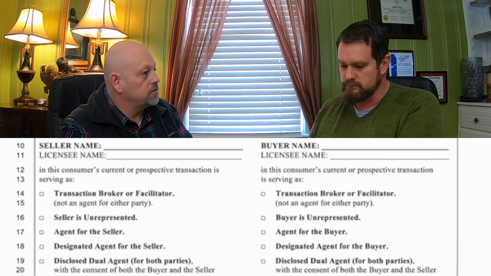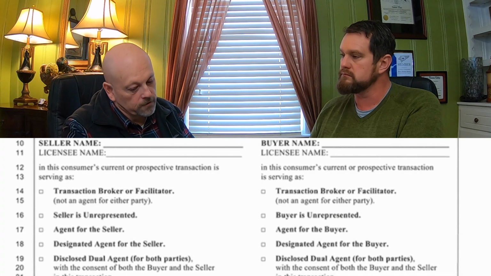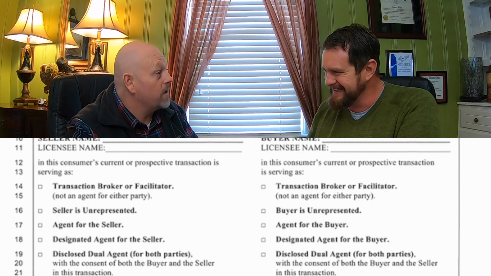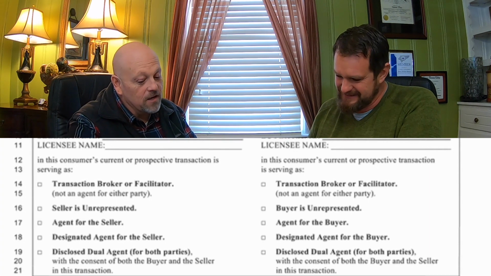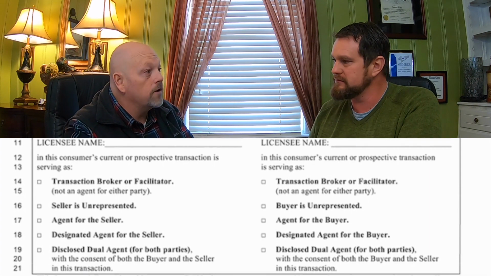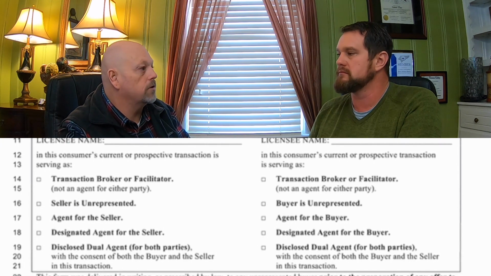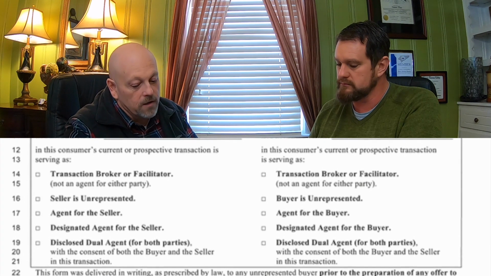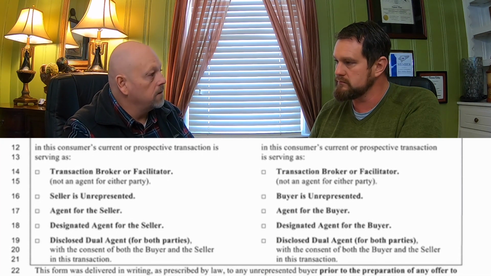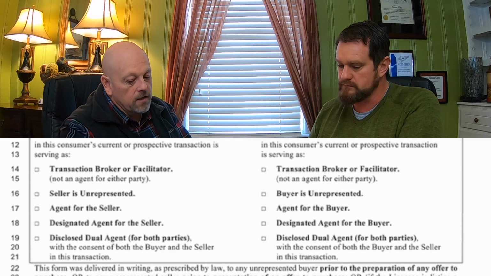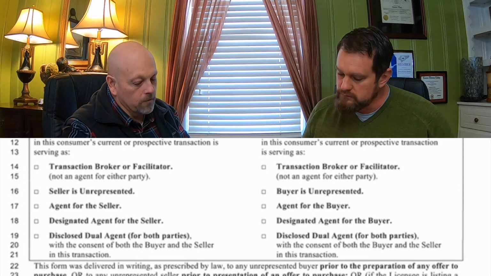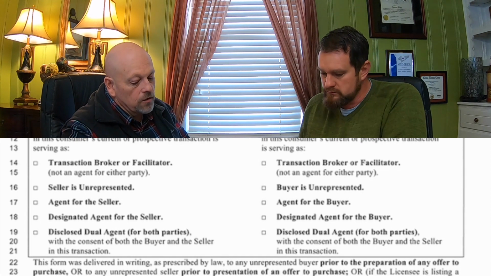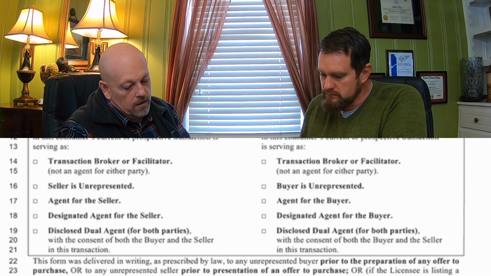The first box is transaction broker or facilitator, which says they're not an agent for either party. I want to go back and go over that one. And then the second one would be that the buyer's unrepresented. So they're going to buy this house without an agent. Not the best idea. But that's another option that you can choose if you like. And then there's agent for the buyer, a designated agent for the buyer, and then there's a disclosed dual agent for both parties.